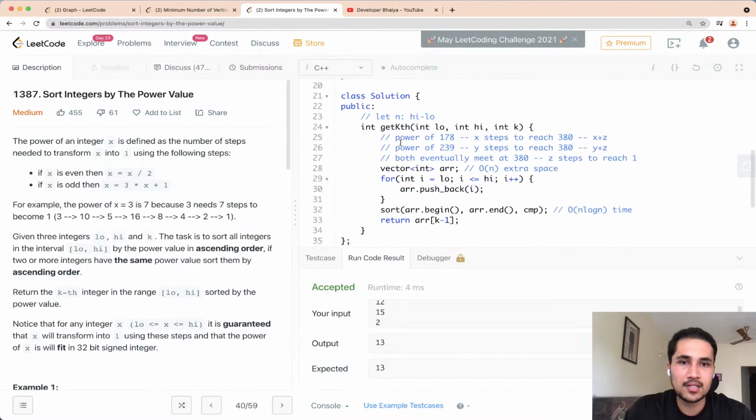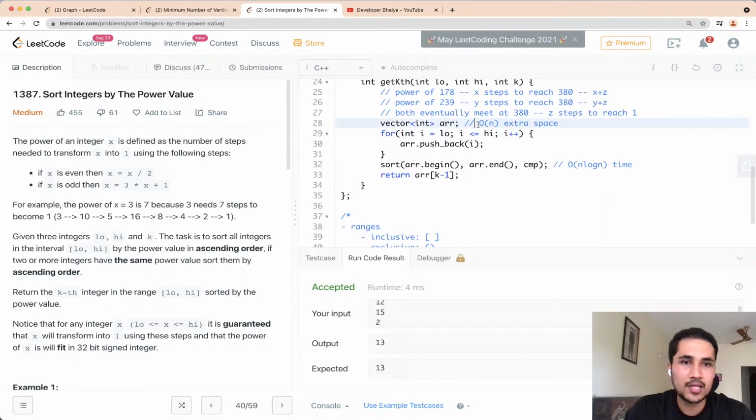But that's what I'm trying to say. We are already using order n extra space, so that recursive depth doesn't matter. But if we were not using that, even then we cannot say that it's constant extra space. We were anyways using order n extra space, order log n extra space.